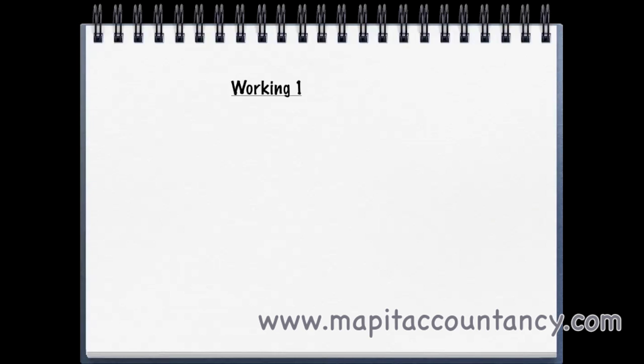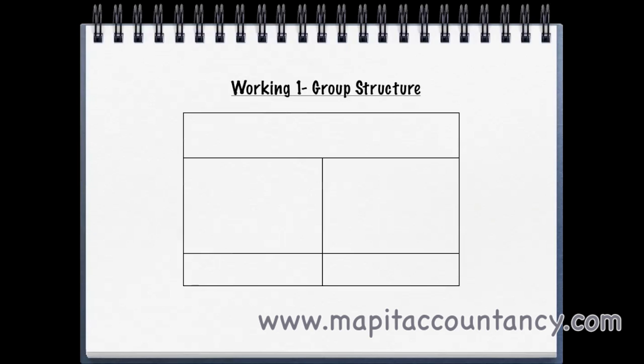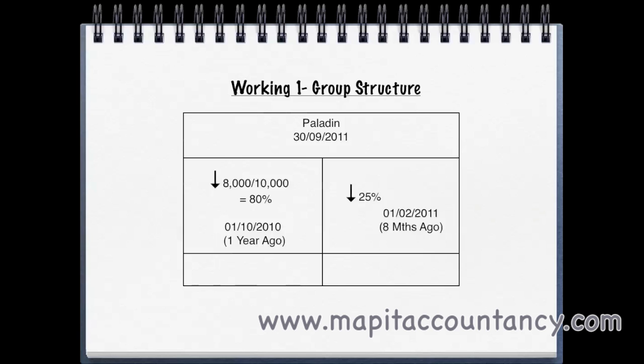And first thing we need to do is to set out our group structure. So be very careful with the dates here. So we have Paladin, and set out the date that we're preparing our statement of financial position up to. So we're preparing our statements for the 30th of the 9th, 2011. So that's the date that we're preparing our statement of financial position on. And if we read through the information we're given, we can see that we bought 8,000 of the 10,000 shares in Saracen. We did that on the 1st of the 10th, 2010. So that means we bought 80% of it, and it was 1 year ago.